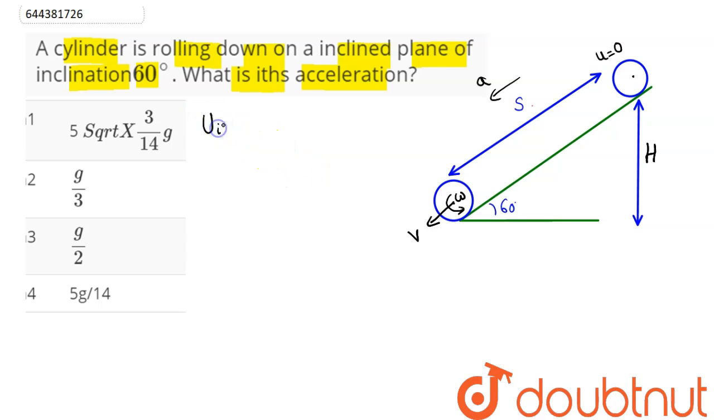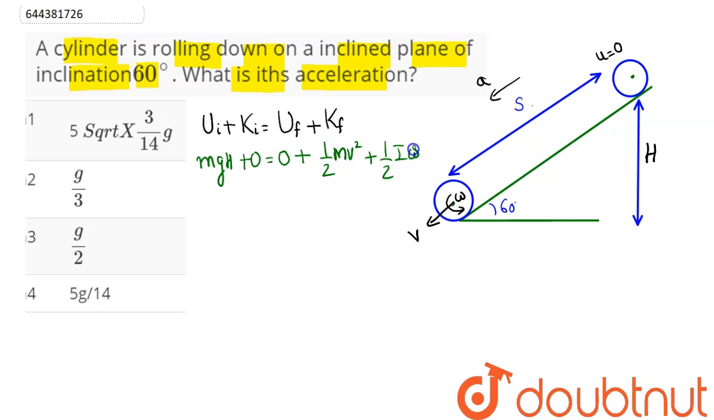Hence we have here initial potential plus initial kinetic energy is equal to final potential plus final kinetic energy. So initial potential energy at the topmost position is mgh, and initial kinetic energy is 0. Final potential energy at the bottommost point will be 0, and final kinetic energy here will be translational plus rotational, that is, half mv square plus half I omega square.